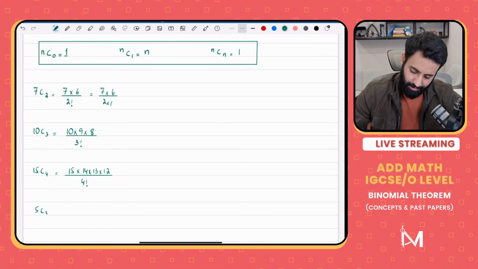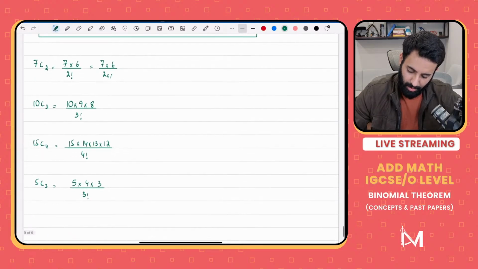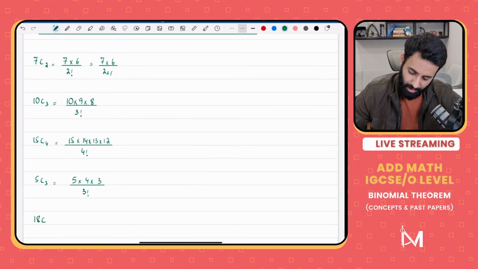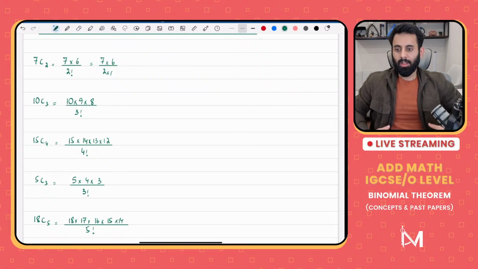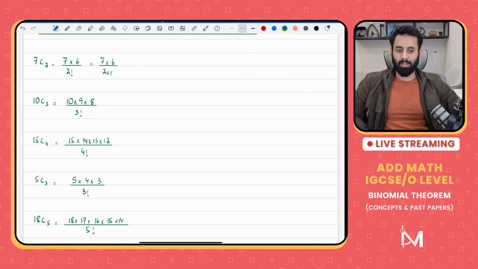If let's say we have 5C3, that's going to be 5 into 4 into 3 divided by 3 factorial. Okay, I'm going to do one more example. If let's say we have 18C5, that's going to be 18 into 17 into 16 into 15 into 14 divided by 5 factorial. Now, who here has identified a pattern?